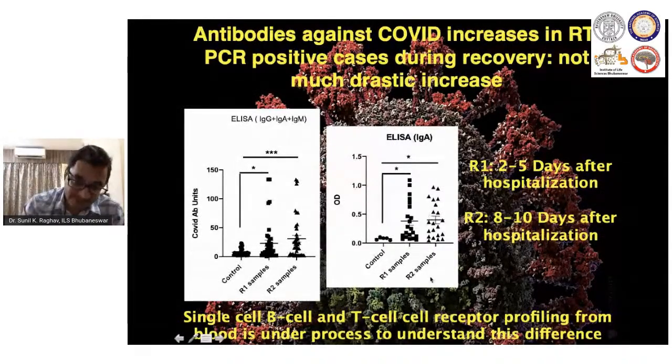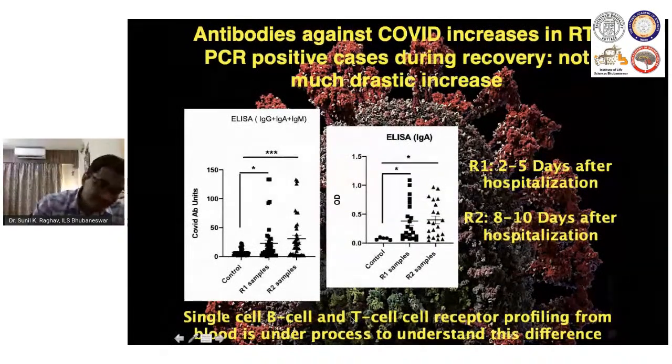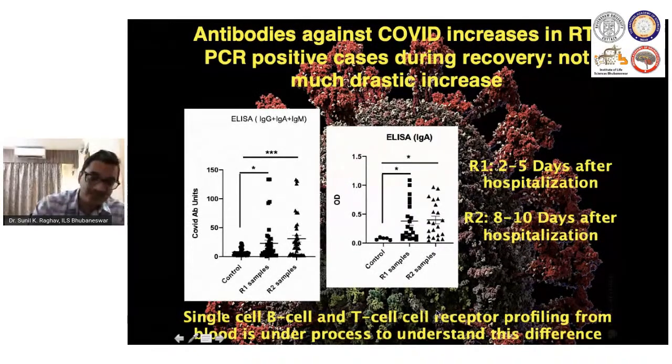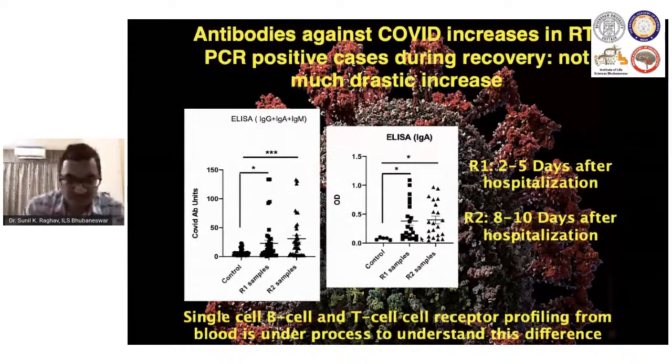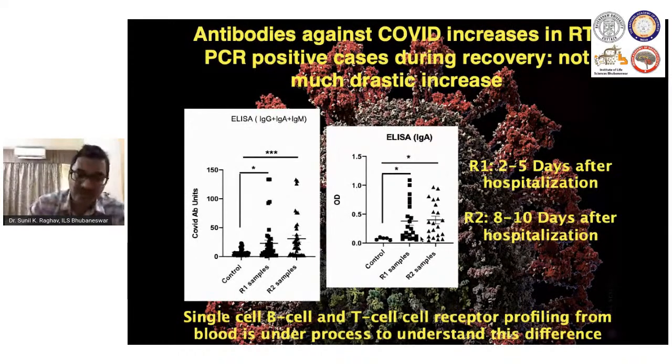But as you can see here, a lot of individuals really develop a very low amount of antibodies, and they have less IgA. These are very important for clearing the infection. So what we are doing next is trying to understand what type of B cell and T cell receptors are present in these cases. Some of them are developing high antibodies, some of them are not developing. So what is the difference? Why are their B cells and T cells different? We are trying to do some single cell experiments to understand that as well.